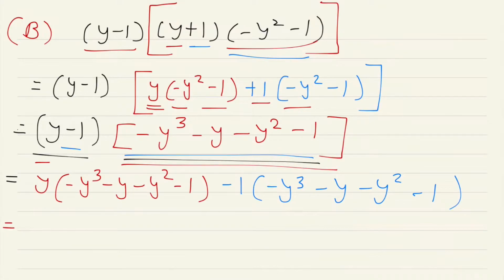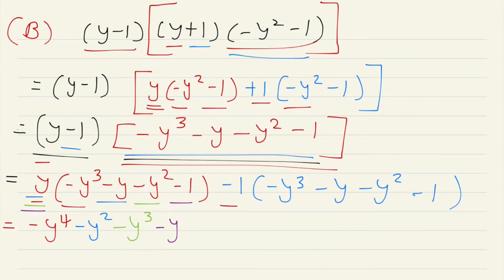So that's y times negative y cubed. So that's positive times negative, so minus y to the 1 plus 3, so y to the 4th. Then we have y times negative y, so that's negative y to the 1 plus 1, so 2. Then we have y times negative y squared, so that's minus y to the 1 plus 2, so 3. And then we have y times negative 1, so that's minus y.